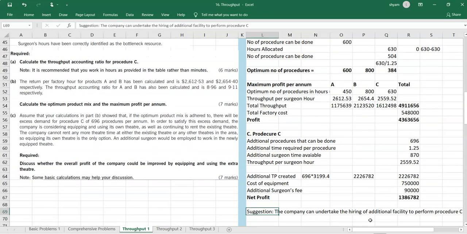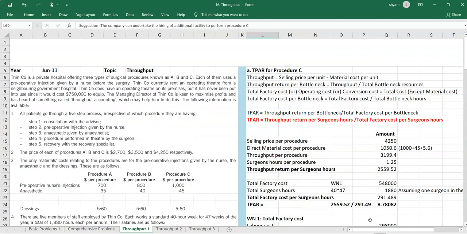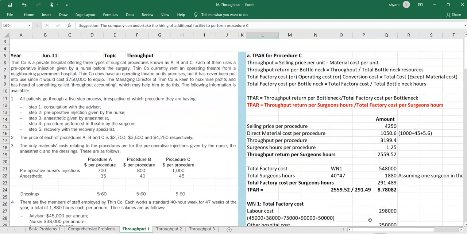So that's about it. That's a suggestion here, and that's the end of the answer. Okay, so I hope you guys can go through it and get an idea about this. I'll just summarize the answer once.